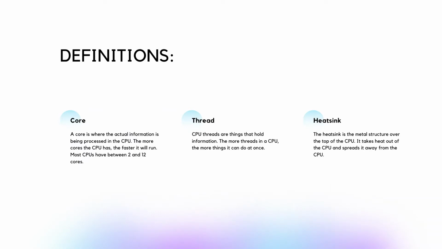A core is where the actual information gets processed in the CPU. Threads are things that hold information in the CPU, so the more threads in the CPU, the more things it can do at once. And the heatsink is the metal structure on the top of the CPU.